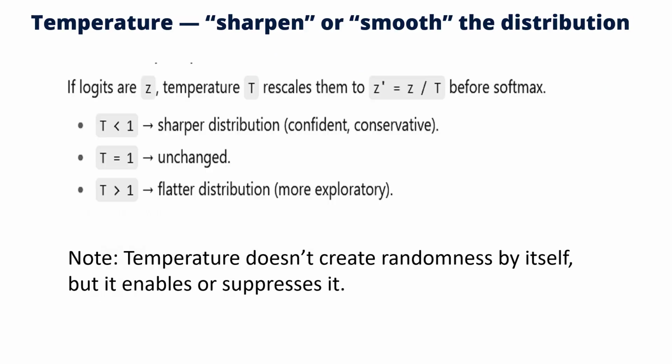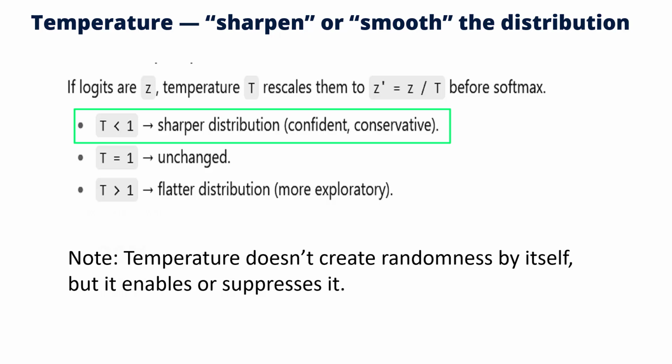Let's talk more about temperature, a key parameter that controls how creative or conservative the LLM's responses are. Mathematically, if the model produces logits Z, we rescale them by dividing by a number T. So, Z prime is equal to Z divided by T, before applying softmax. When T is less than 1, the distribution becomes sharper. The model strongly prefers the most likely token. Think of it as confident and conservative.